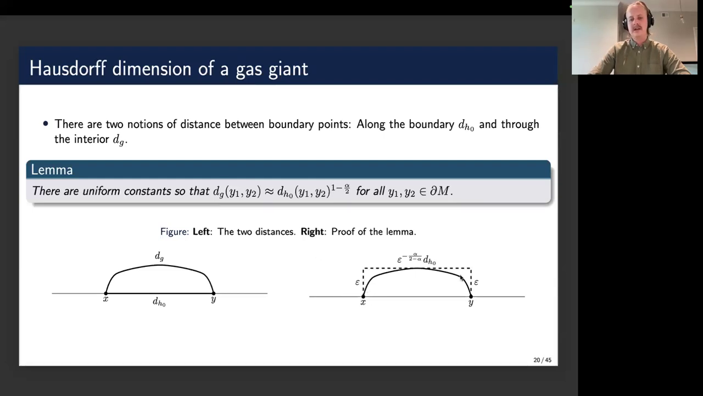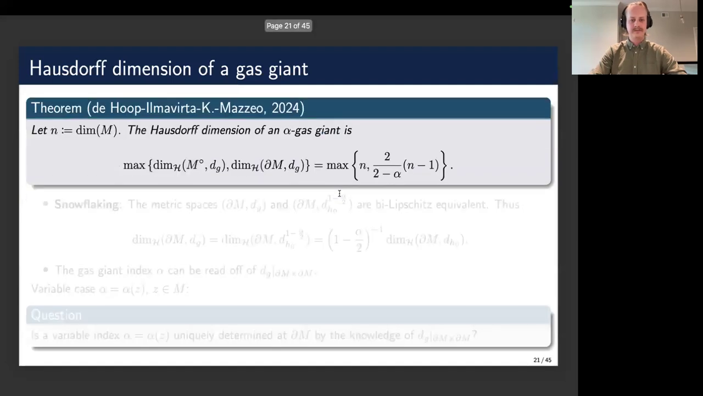So what you do is that you look at your geodesics on this manifold, and you can approximate these by, let's say, quasi-geodesics, which go with straight lines, this kind of broken line type of thing. And then you optimize your epsilon here, and you find this power type behavior. Okay, and it turns out that this is basically all we need to compute our Hausdorff dimension.